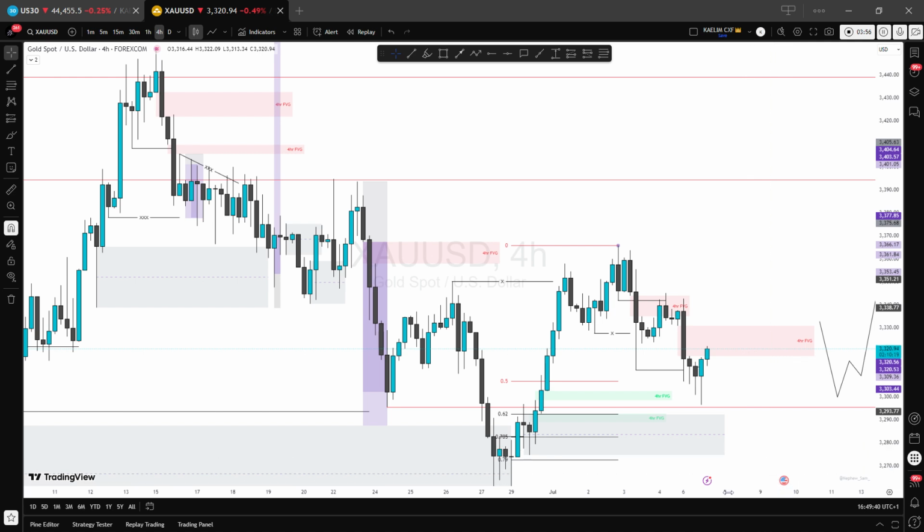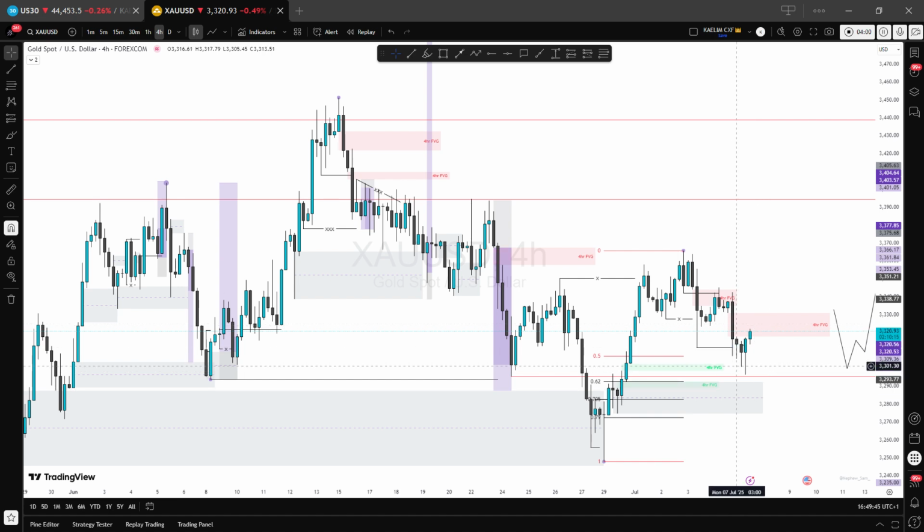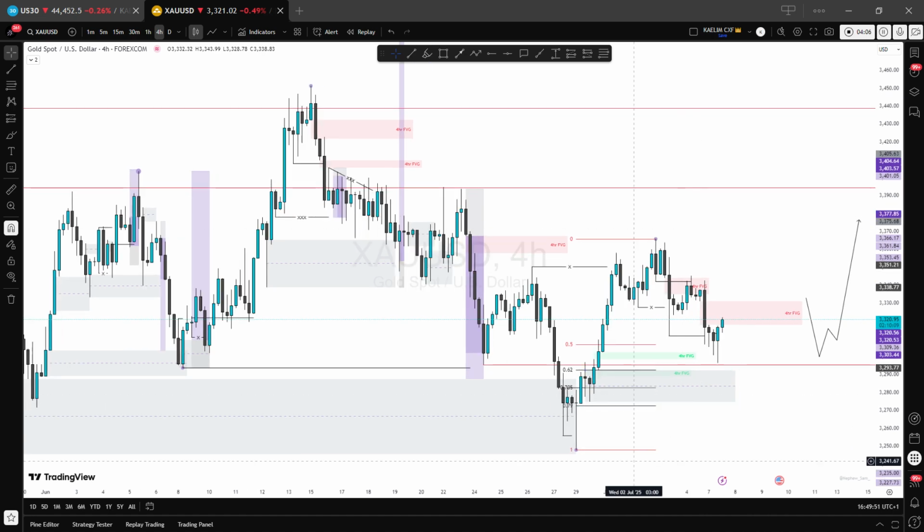I'm waiting for fundamentals to actually kick in to see if this move can be sustained to creating new all-time highs or taking out this high. So that is a short analysis on gold.